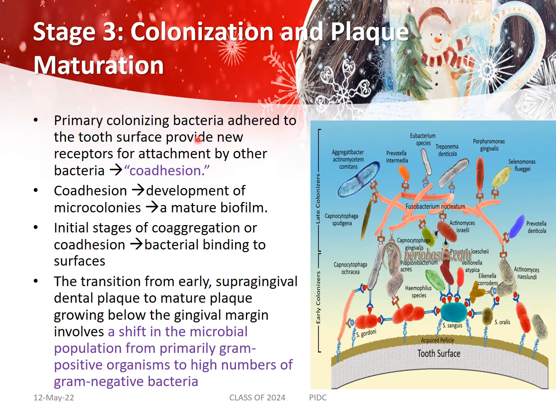Primary colonizing bacteria adhere to the tooth surface and provide new receptors for attachment by the other bacteria, known as coadhesion. Coadhesion is the development of microcolonies to form a mature biofilm. Initial stages of coaggregation or coadhesion result in bacterial binding to the surfaces. The transition from the early supragingival dental plaque to a mature plaque like this, growing from the gingival margin, involves a shift in the microbial population from primary gram-positive organisms to a higher number of gram-negative organisms.